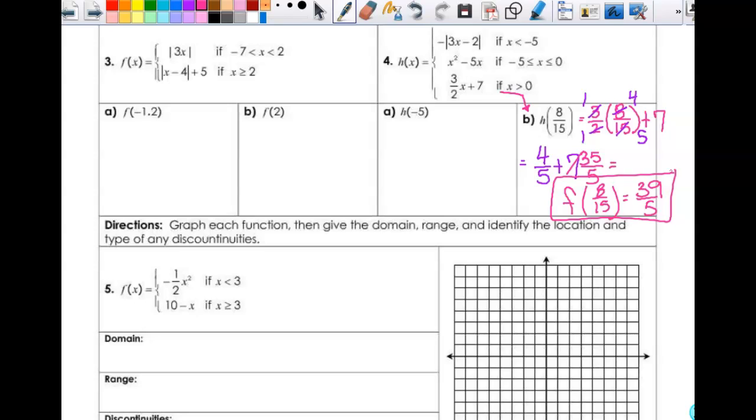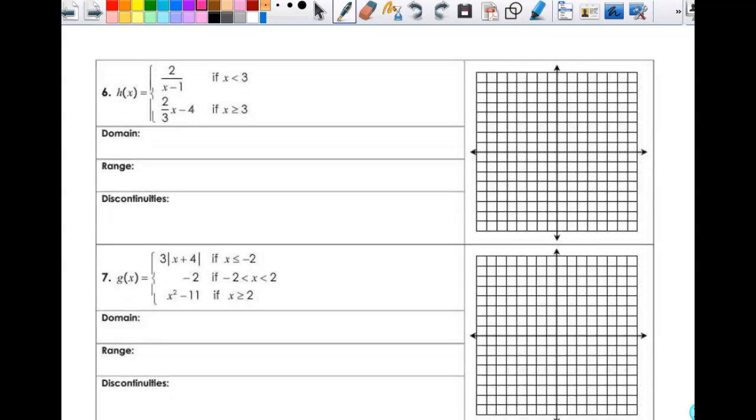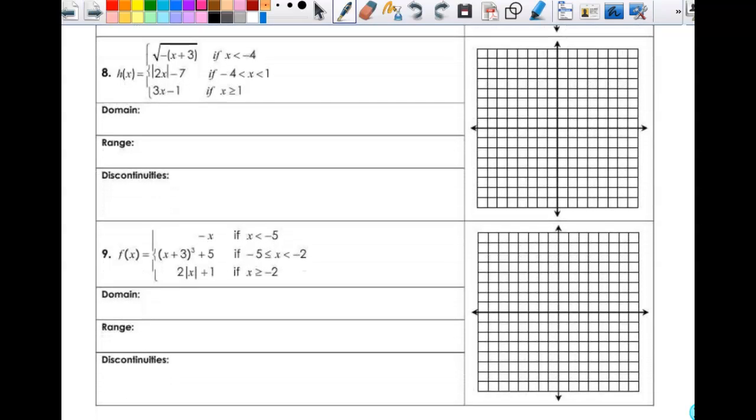Okay. So let's flip over on the back. Go to the next page, however you get to the next page. And we're going to look at number 8. Okay, so when I graph this, I have 3 pieces. This first piece is the square root function, so I'm going to draw my little graph here.